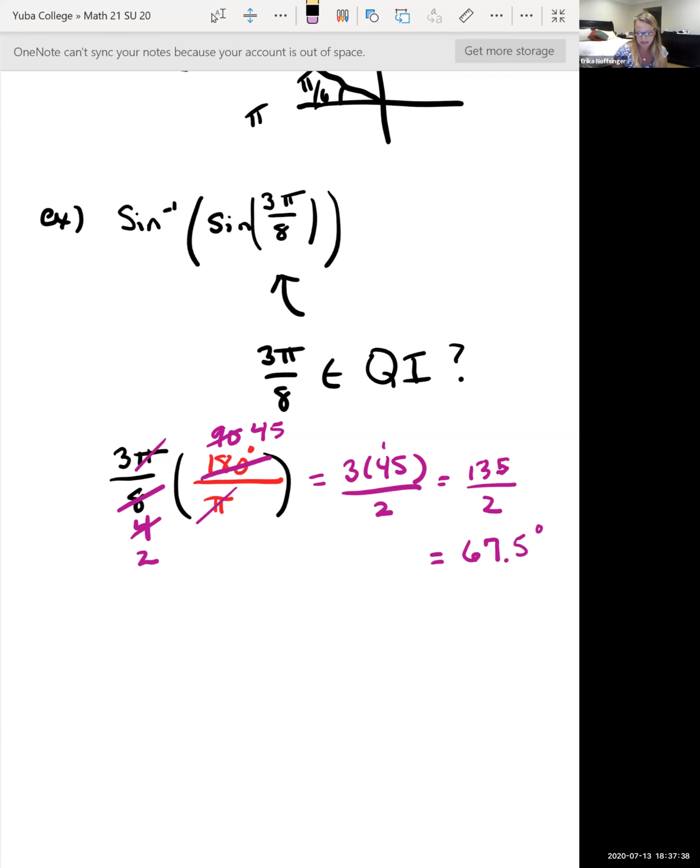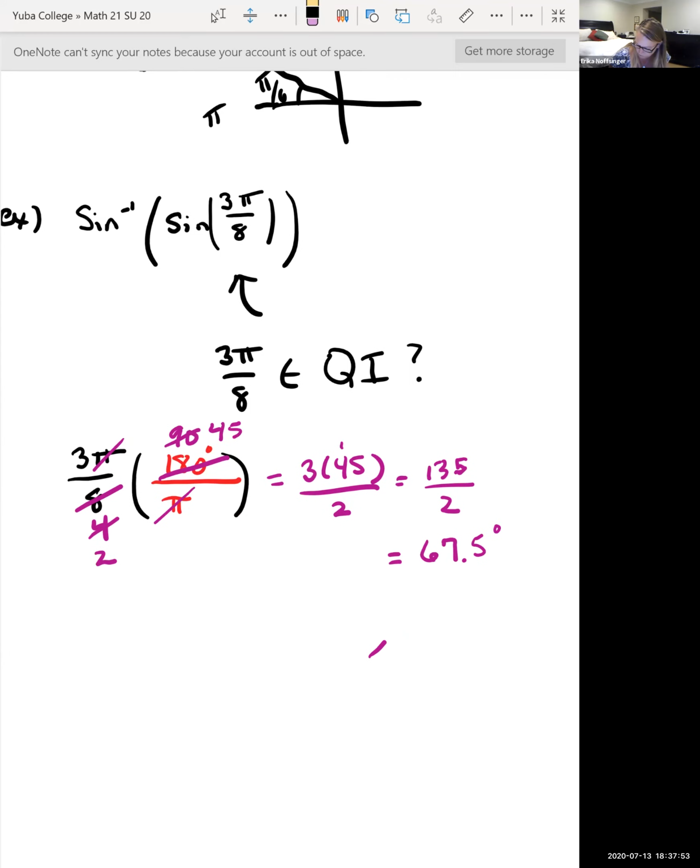Okay, so it does fall in quadrant 1, so we can just drop this. So this theta is contained in quadrant 1. So our answer then is just 3π/8.